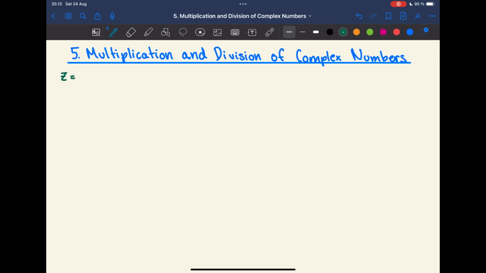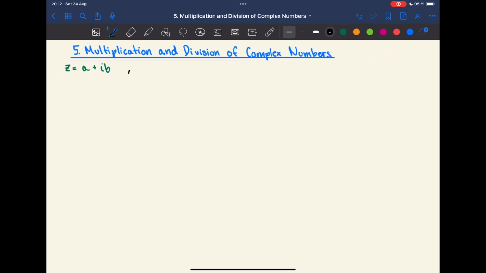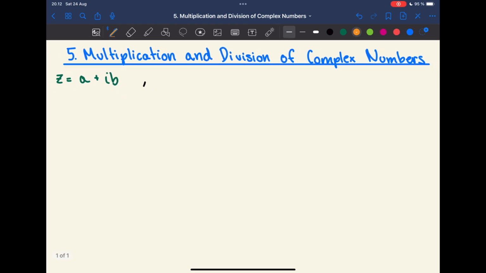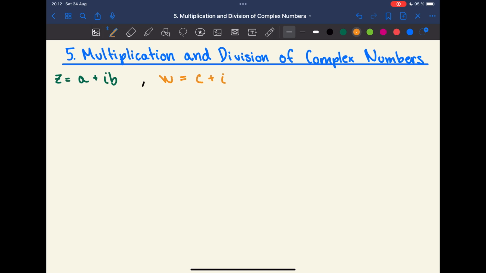So if we have a complex number c, and as always, let's make it a plus i times b. So the real part is of course a, and the imaginary part is of course ib. Okay, there we go. Just zoomed out a little. And we also have another complex number. Let's call it w, and as always, it's c plus i times d. Let's see what happens if we multiply c by w.